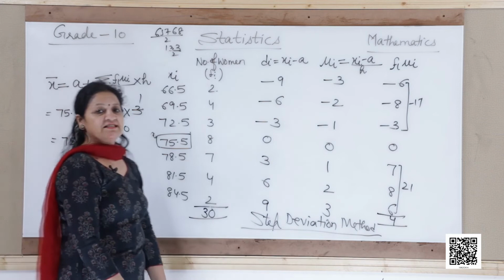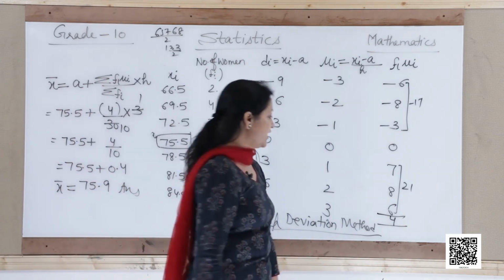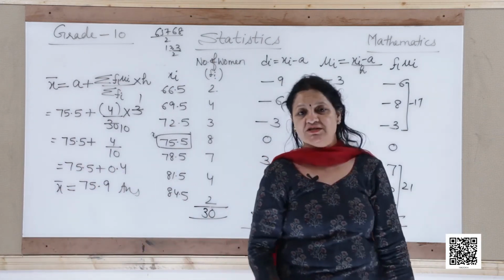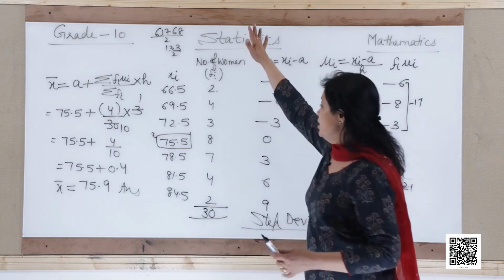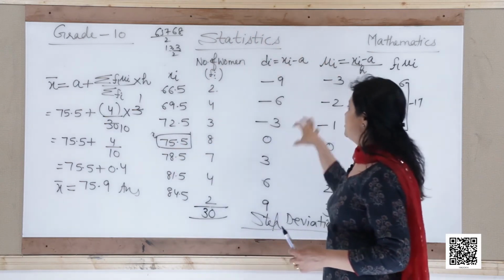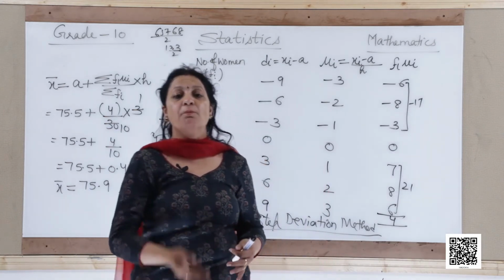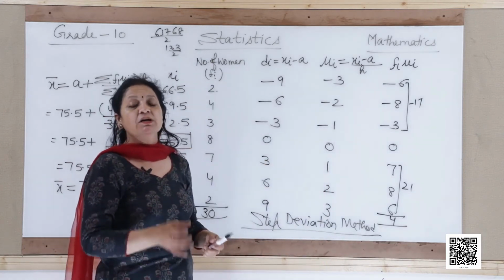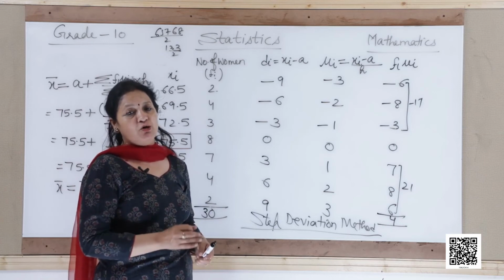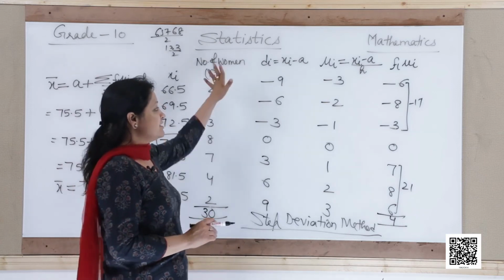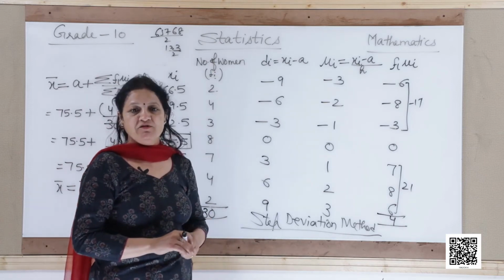So mean is 75.9, and we have used step deviation method to find out this particular question. And in step deviation, the calculations were much easier than your assumed mean method also. I hope this method is also clear to everyone.